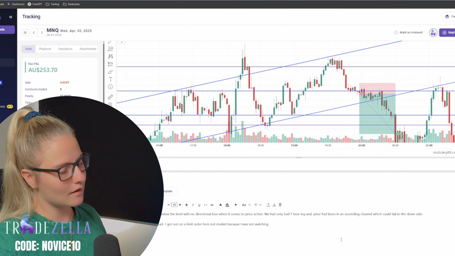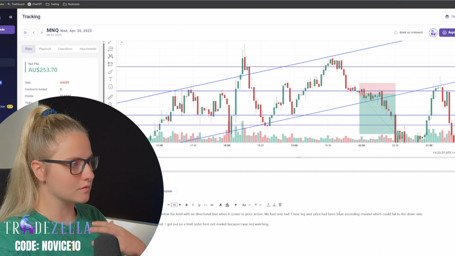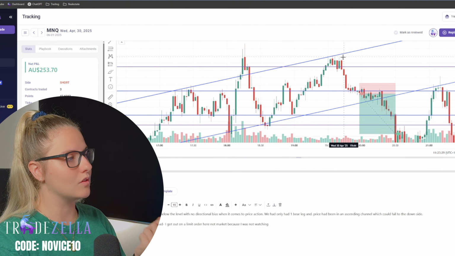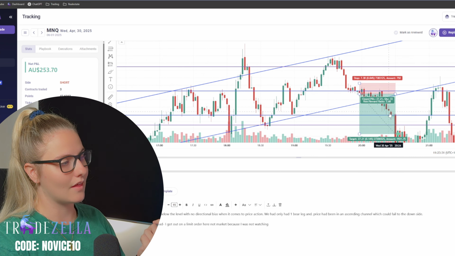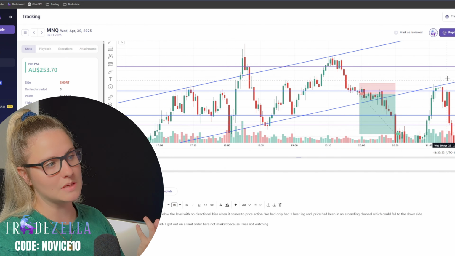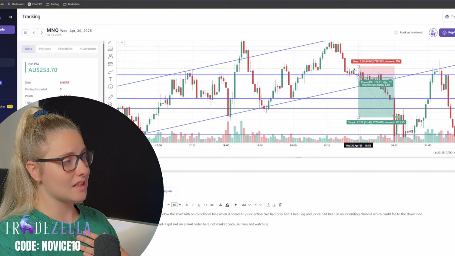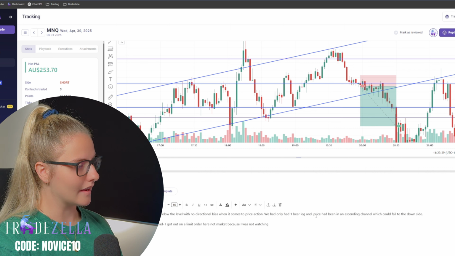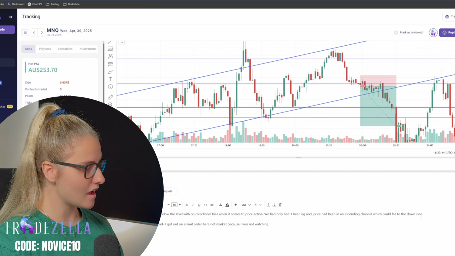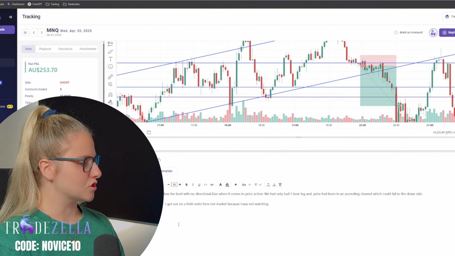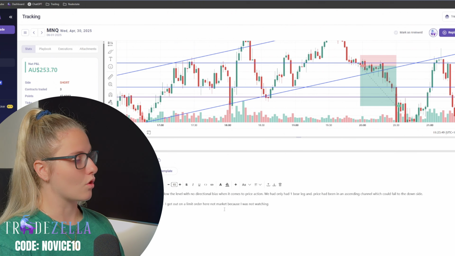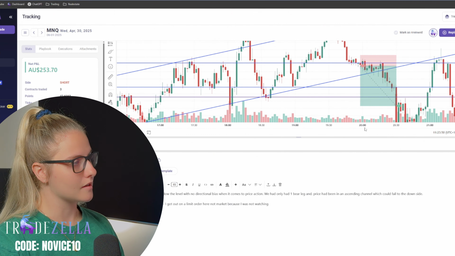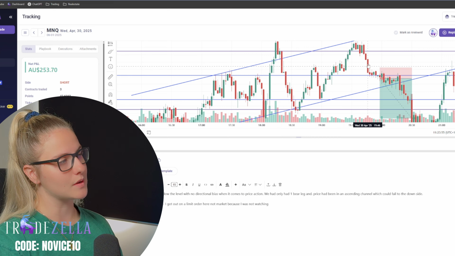He also talks about an idea where price moves in 2 increments. So normally if you get a bearish leg, you'll get another one and then a reversal or a deeper pullback, right? Which is exactly what happened here. So basically what I said was we had one bear leg, price had been in an ascending channel, which could fail to the downside. And then I mentioned that I was unsure why my fill was so bad. I had a limit order. I wasn't watching the market.